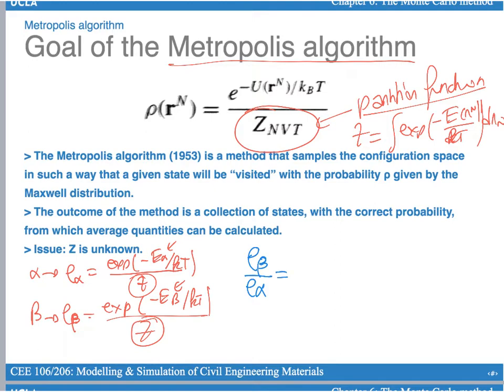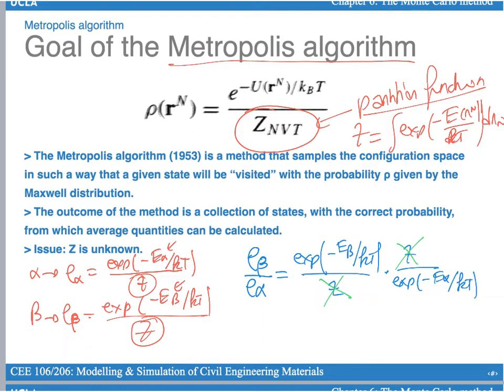So if we calculate the ratio of the probability of configuration beta with respect to the probability of configuration alpha, in that case we get the probability of configuration beta, which is exponential minus the energy of this configuration divided by kT, divided by the partition function, times the inverse of the probability of configuration alpha, which is the partition function divided by exponential minus the energy of configuration alpha divided by kT. And the main interest of doing that is that if you look at the relative probability of configuration beta with respect to configuration alpha, now the partition function disappears.